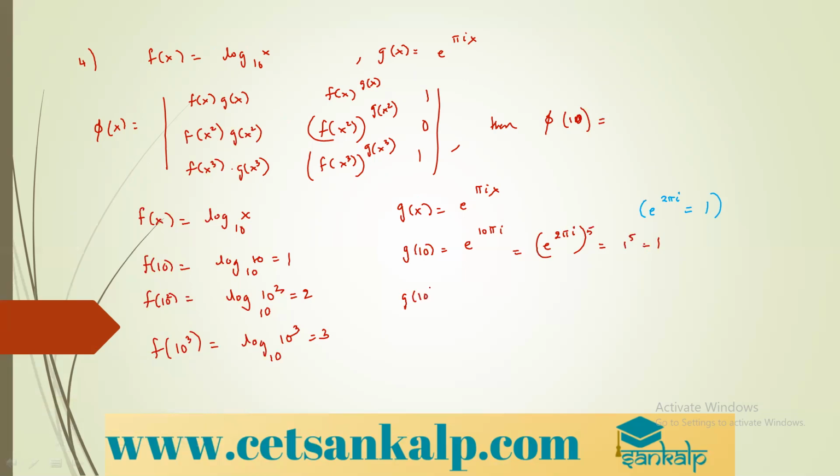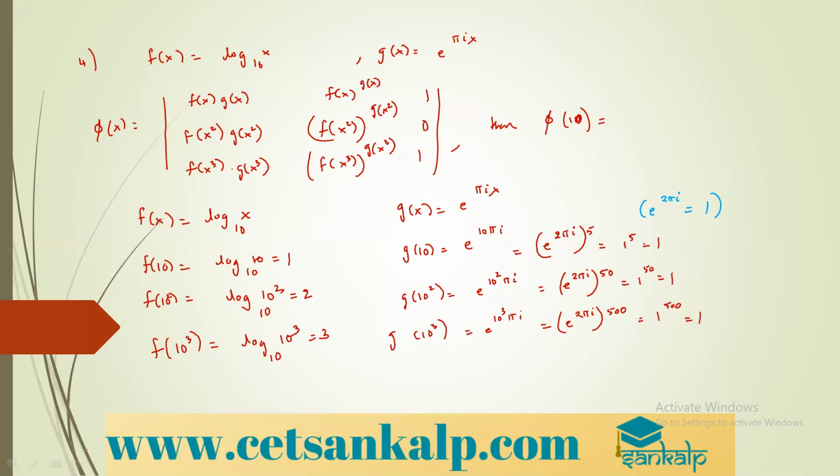Next, what is g of 10 square? It will be e power 10 square pi i. So how will I write this? E power 2 pi i, because 10 square means 100. So I will write 50. That means 1 power 50, which is 1. G of 10 cube, it is e power 10 cube pi i. 10 cube means 1000. So e power 2 pi i times whole power 500 I will write. So it will be 1 power 500.